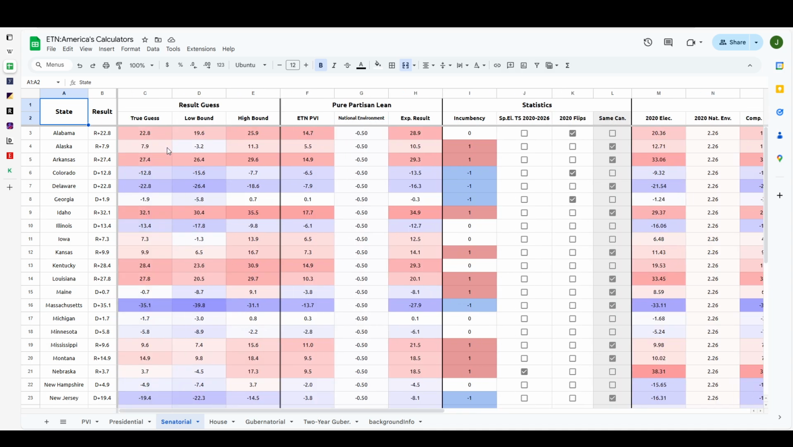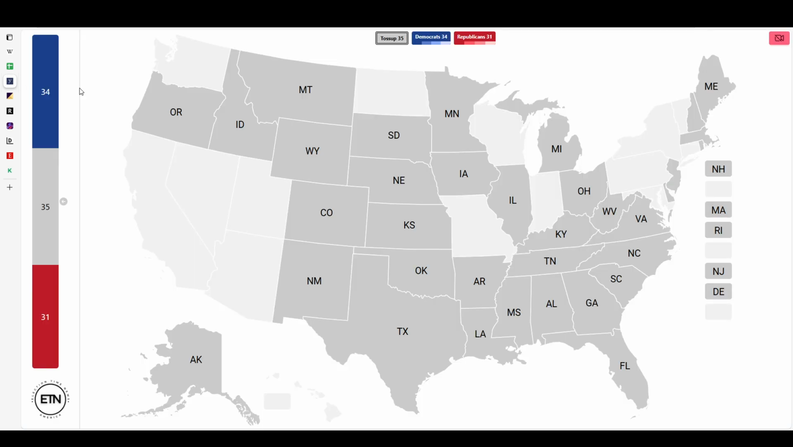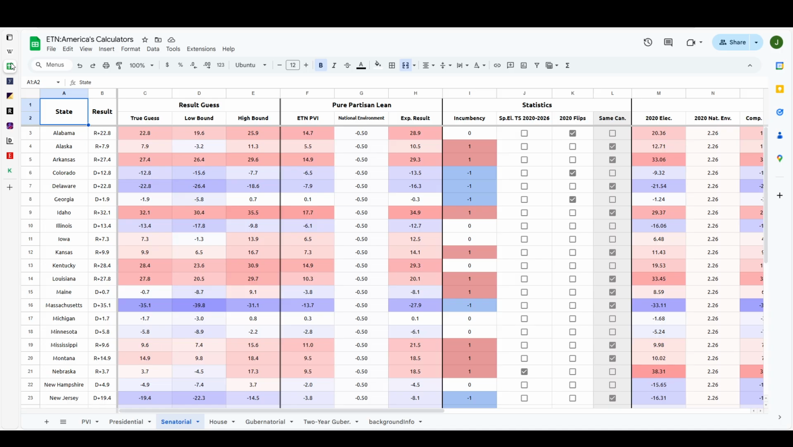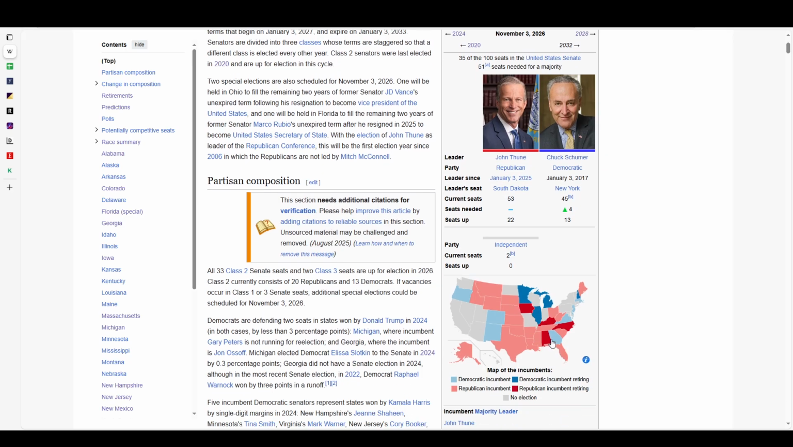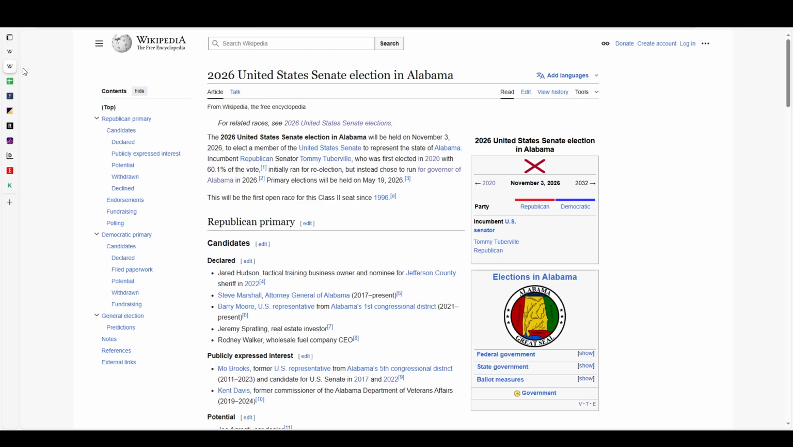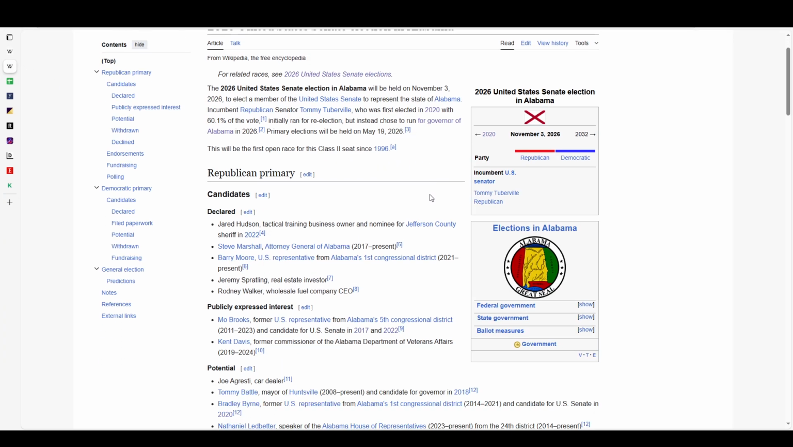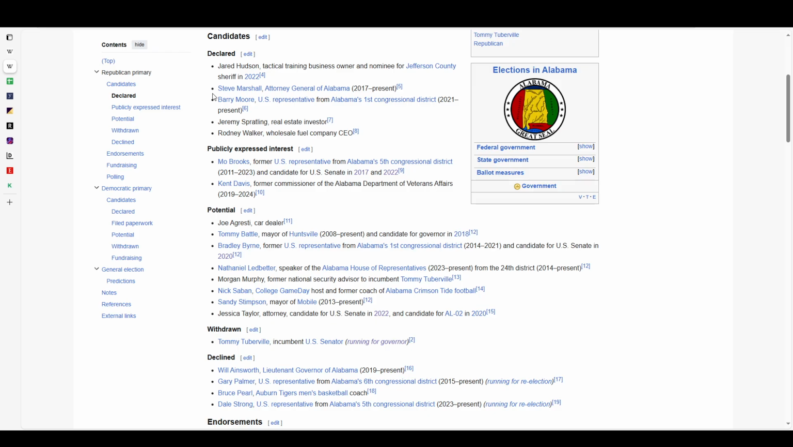So, based on the current true guesses, starting off in Alabama, this is going to be a very safe seat for the Republicans. We don't have incumbency as Tommy Tuberville is retiring. He is running for governor after Kay Ivey is done. There is an open primary here.